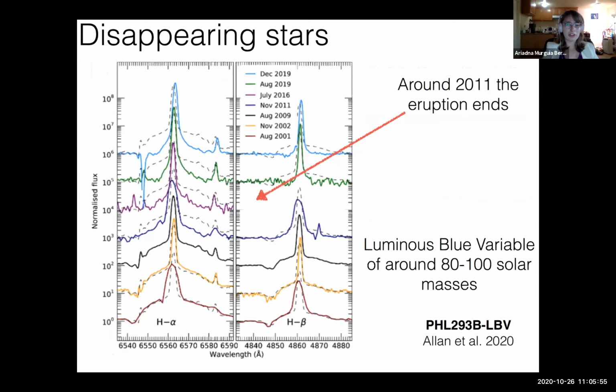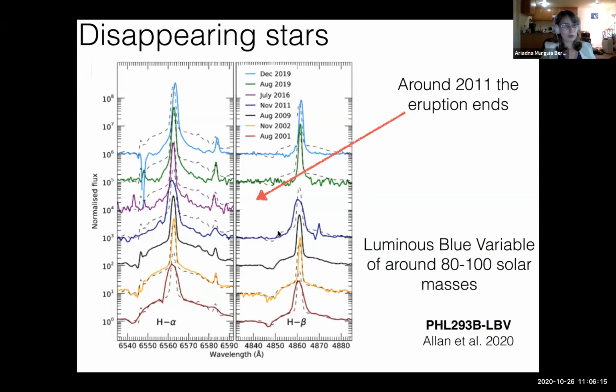The other disappearing star, PHL293b, is a luminous blue variable. Here, what I'm showing is the H alpha and H beta spectra. What I'm showing here in the dotted line is an X-shooter spectrum, and overplotted is the VLT spectrum. And this is, again, as a function of time.